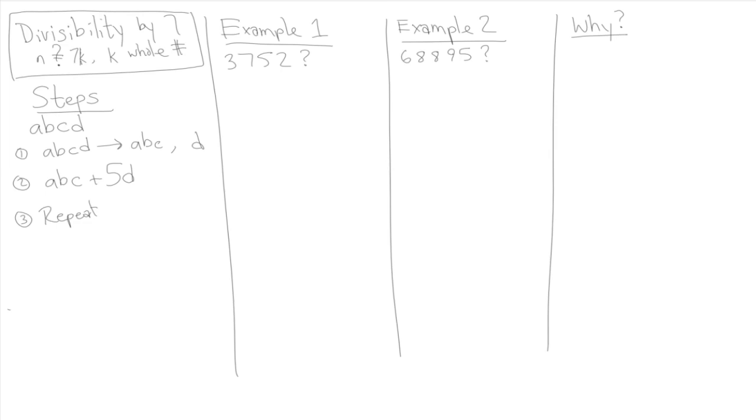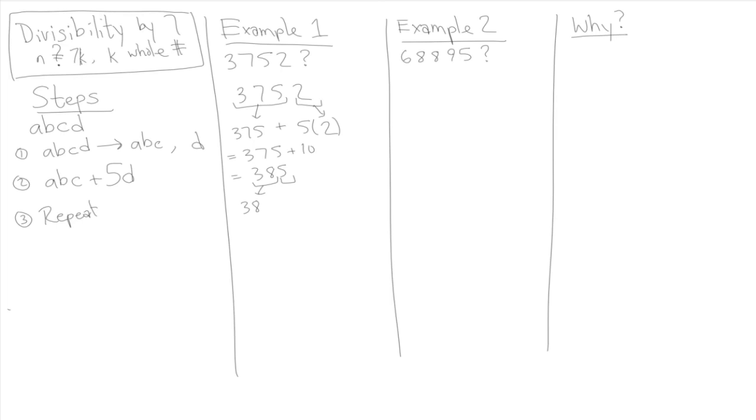All right, so for our first example, let's take 3,752. In our first step, we split it up into 2 pieces, 375 and 2. In our second step, we multiply the 2 by 5 and add that to the left part of this. This will be equal to 375 plus 10, which is 385, which is still not small enough to tell whether it's divisible by 7 or not. So we're going to repeat the process.